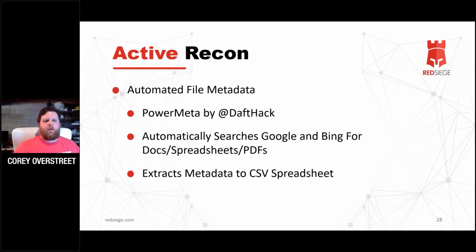So for the automated route, you can use PowerMeta by Daft Hack. It's Bo over at Black Hills. This will automatically search Google and Bing for any kind of document, docs, spreadsheets, PDFs, and then it uses another tool to extract the metadata to a comma-separated spreadsheet. So it makes it a lot easier to dig through and start looking at the columns so that you can start seeing what kind of usernames you have, what kind of file paths they were saved at in the metadata, that kind of thing.